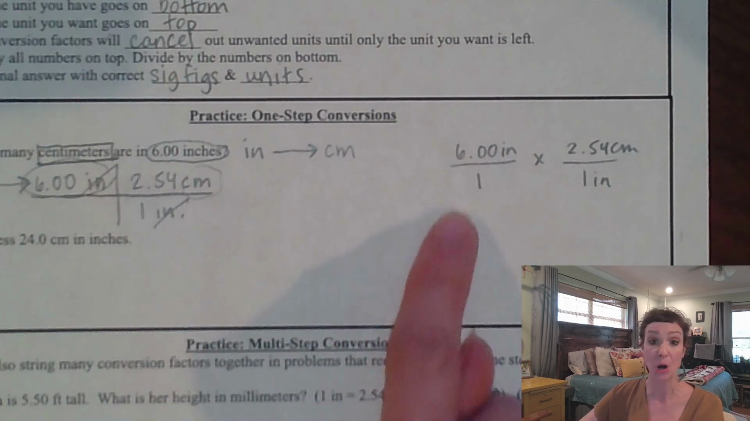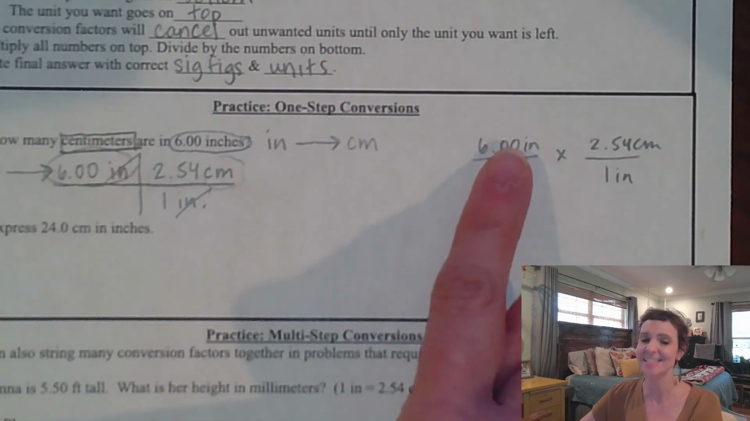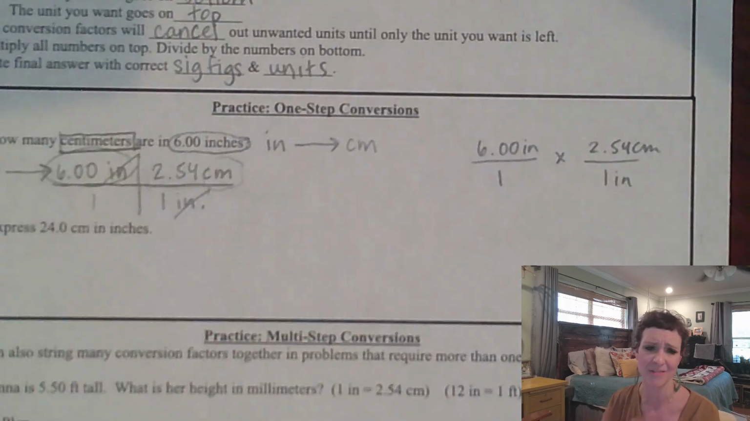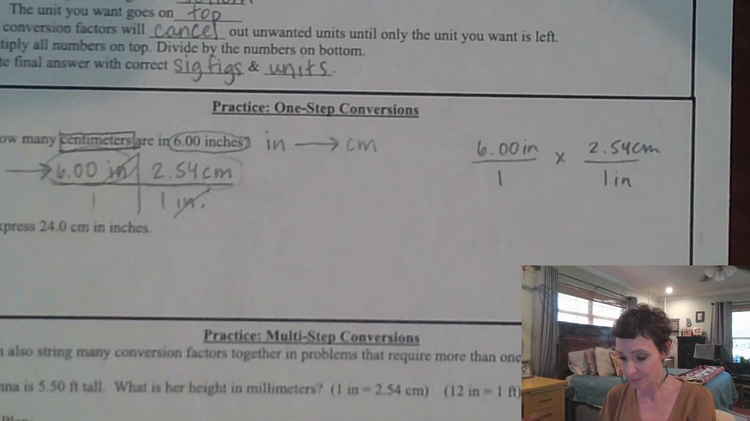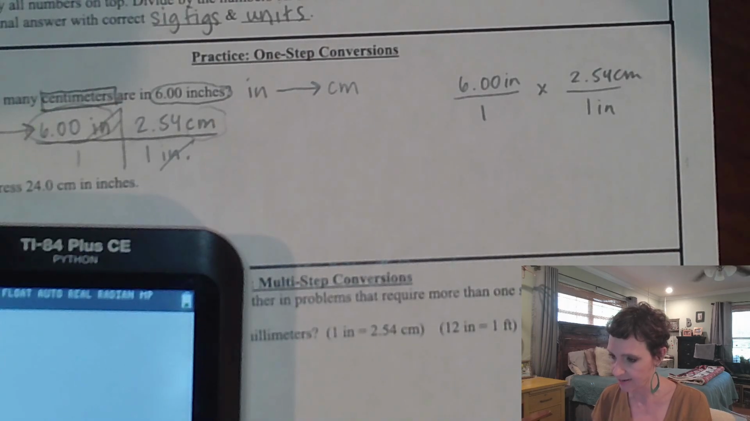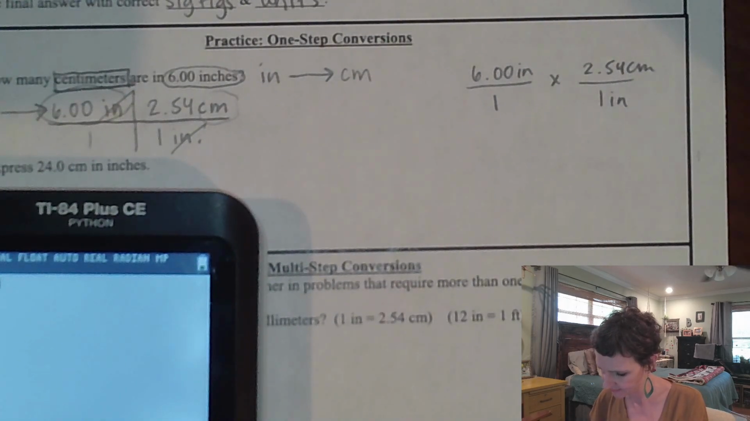As I demonstrated here, this 6 is technically over 1. You do not have to write the 1, but if that makes you feel better and reminds you that you're actually just multiplying fractions together, go ahead. All right, so all I have to do is multiply these numbers together, and we're getting really excited. So I have 6 times 2.54.